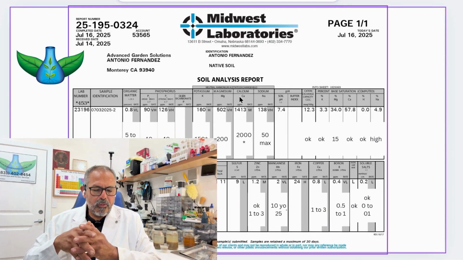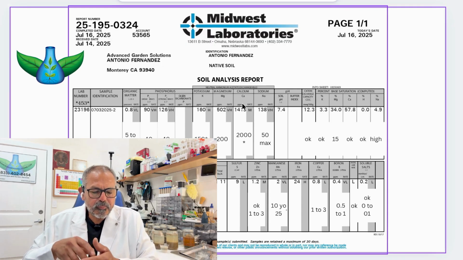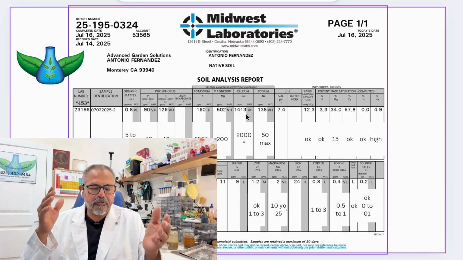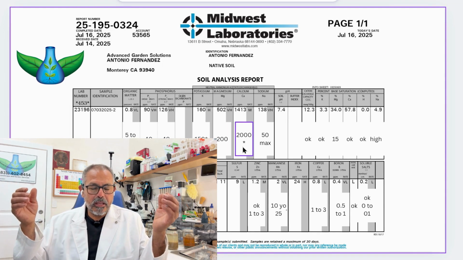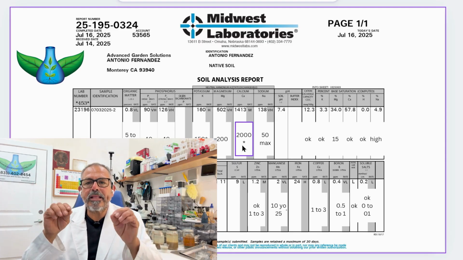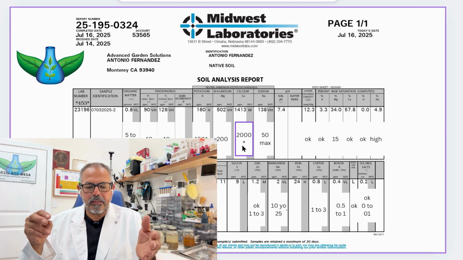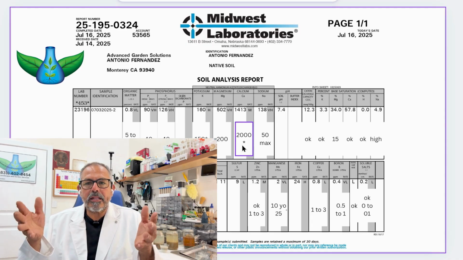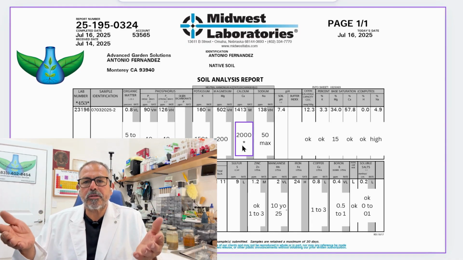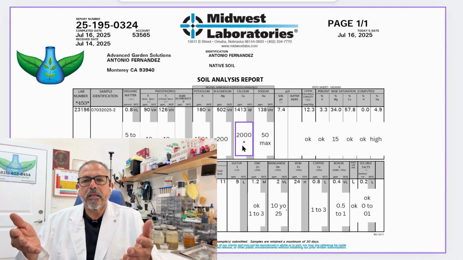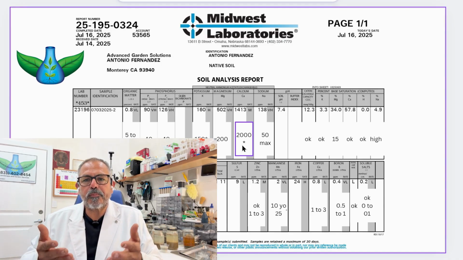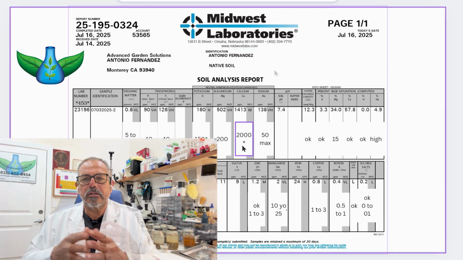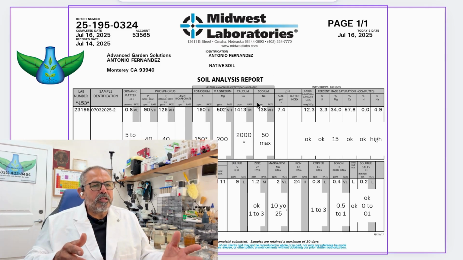Then we move on to calcium. Although 1,413 parts per million might seem like a high number, ideally it should be at least 2,000 parts per million. Calcium is beneficial for the soil because it helps make it a little softer and also supports the living organisms in the soil. Next, we have sodium.